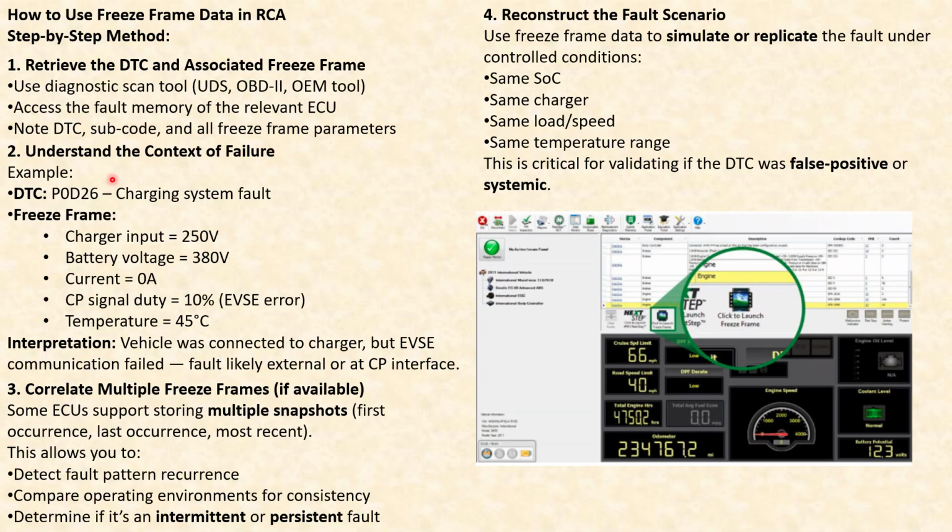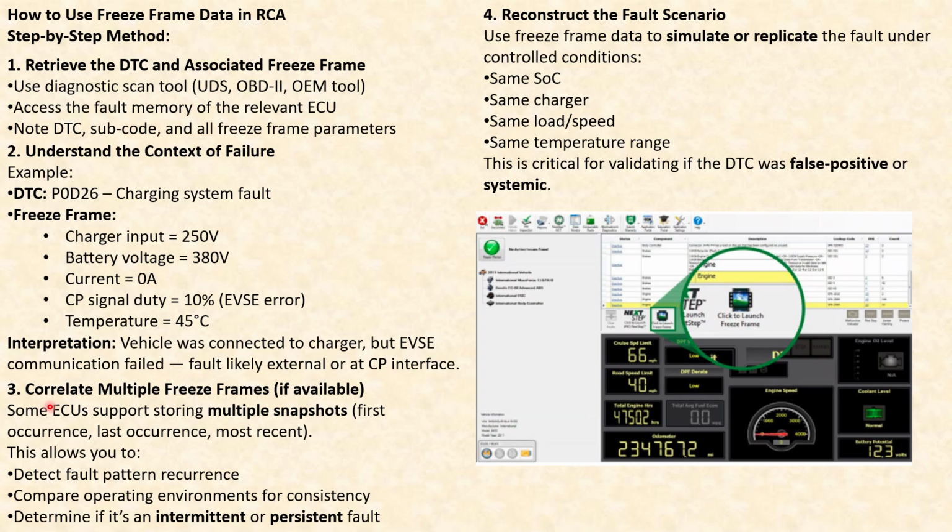Now, understanding the context of failure. For example, DTC P0D26, charging fault, system fault. At that time, you understand the charger input, the battery voltage, the current, the CP signal duty, and the temperature. So, what is the interpretation of all this data? The vehicle was connected to the charger, but EVSE communication failed. So the fault is likely external or at the communication protocol interface. This is one way you deduce where the fault is.